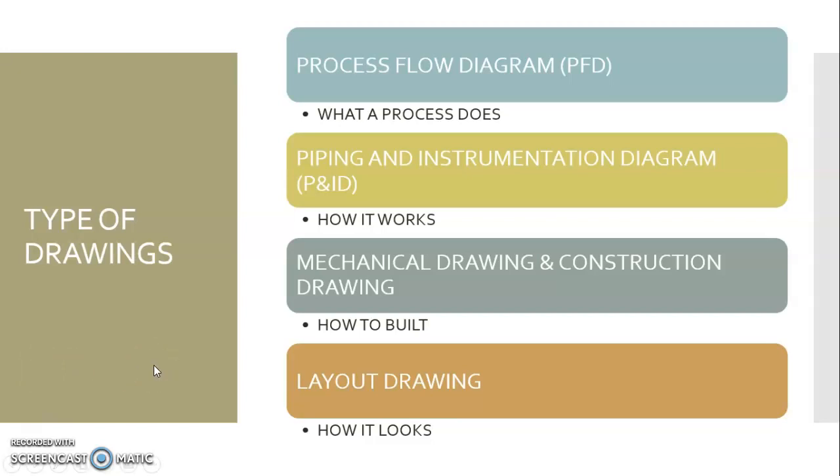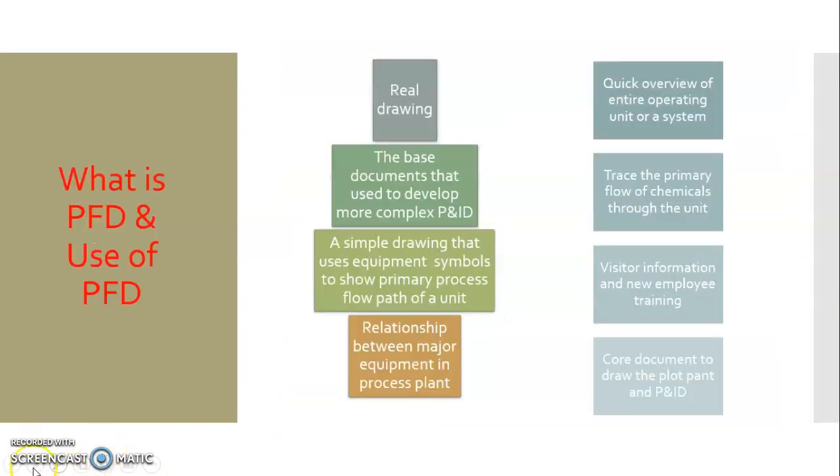Okay, we have PFD, and in PFD we can know what a process does. Then piping and instrumentation diagram, or P&ID or PID, shows how it works. Next, mechanical drawing and construction drawing show how to build the plant. How it looks can be referred to the layout drawing.